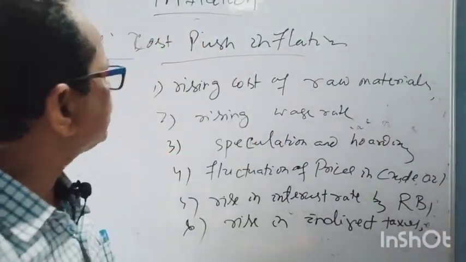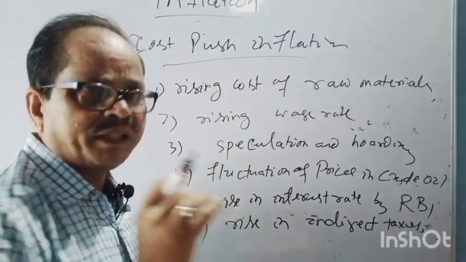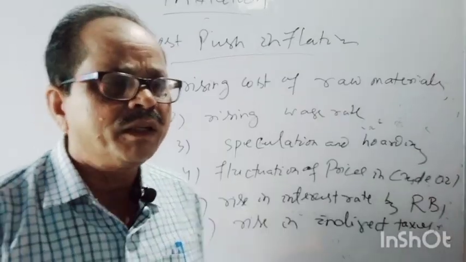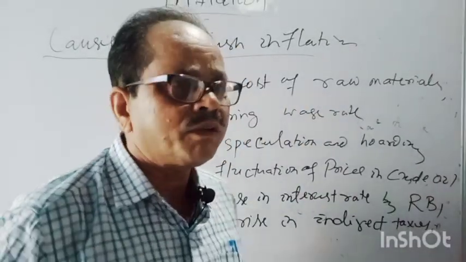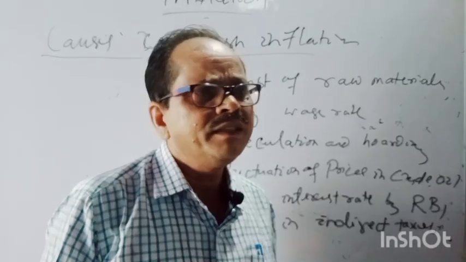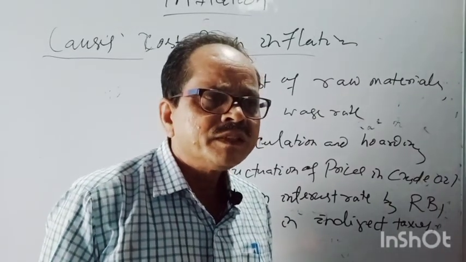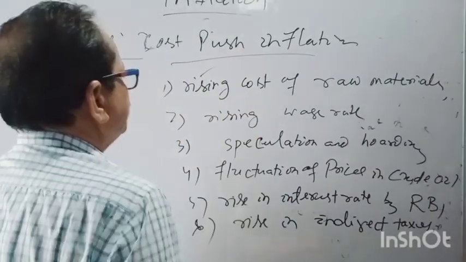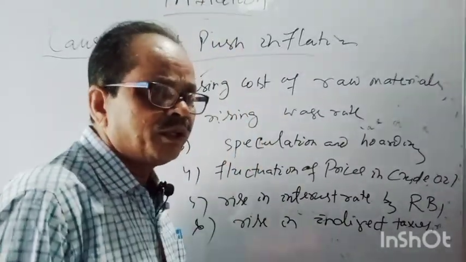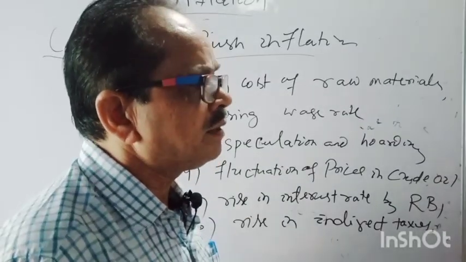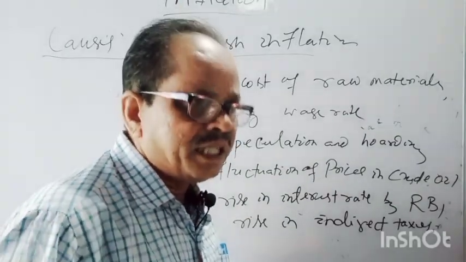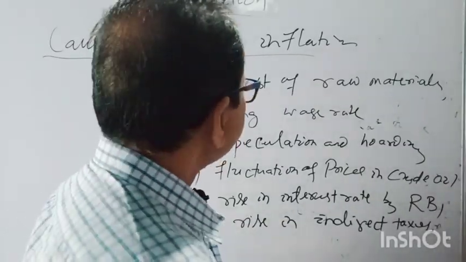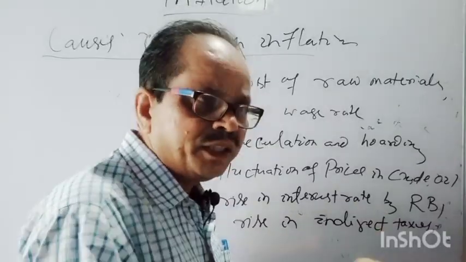Okay, there are many causes for cost push inflation, but I am presenting here some important causes. Rising cost of raw materials: when the price of the raw material rises, automatically the production cost rises, and finally the price of goods and commodities rises. Rising wage rate is also an important cause, because when the wage rate of laborers increases, the cost of production increases. Finally, it leads to the price of commodities rising.